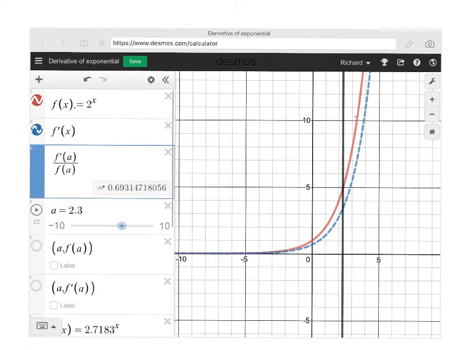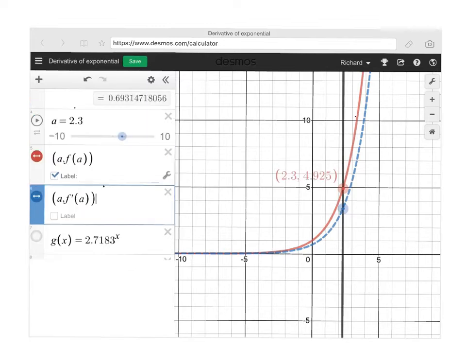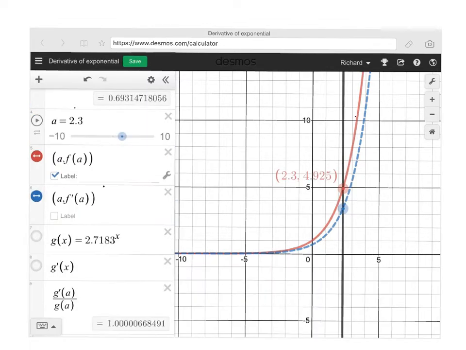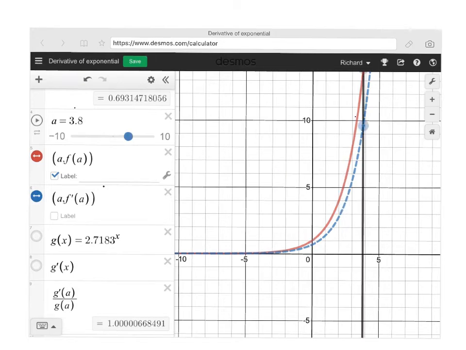So I have to come down here, and I need to do that one, and that one, and that one, and that one. Sorry, I just had to turn some things on. So, what do we have here? The red graph is 2 to the x. The blue dashed is the derivative of 2 to the x. The black line is just an x value.